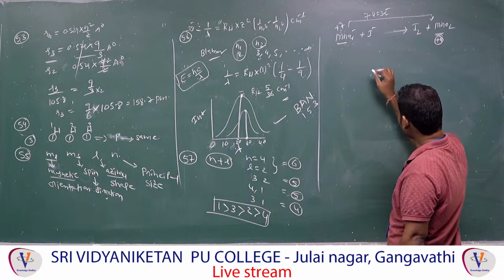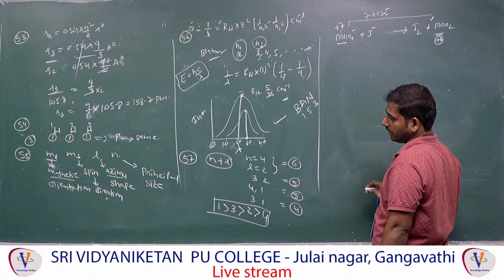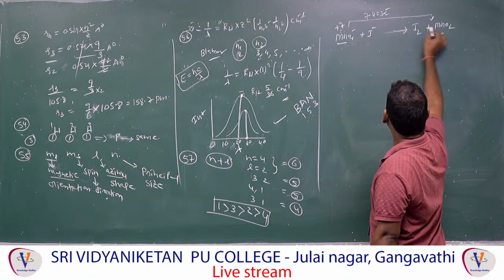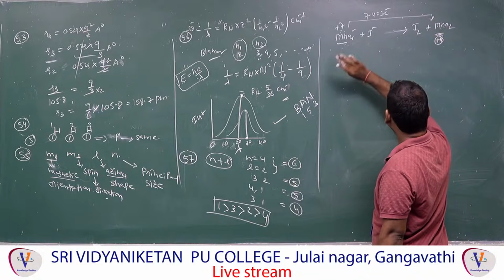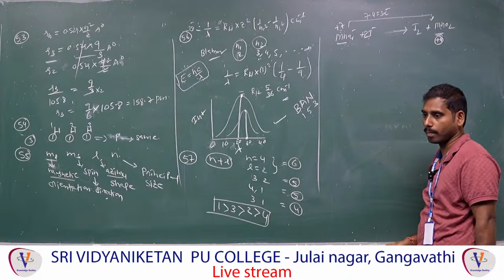First step: balance the atoms other than oxygen and hydrogen. Manganese is balanced. Don't touch oxygen. Here iodine 1 is there, on the other side iodine 2 is there. That's why 2 iodide. That is the first step.